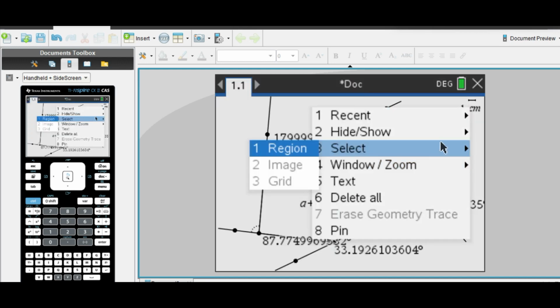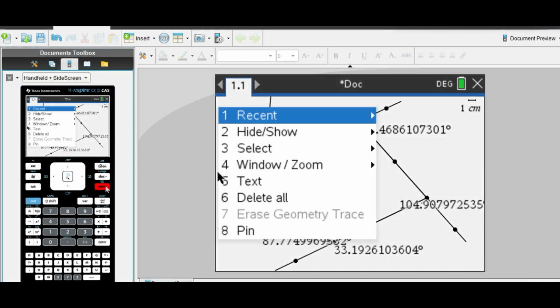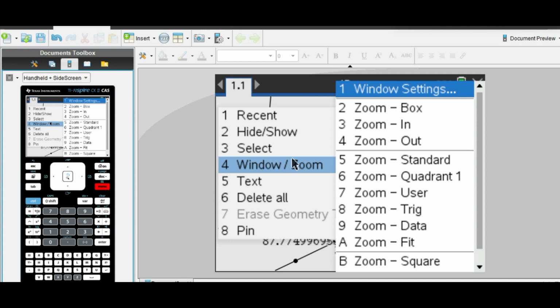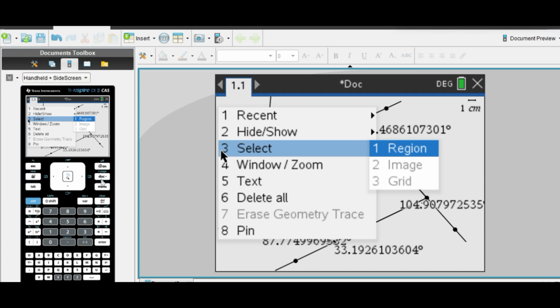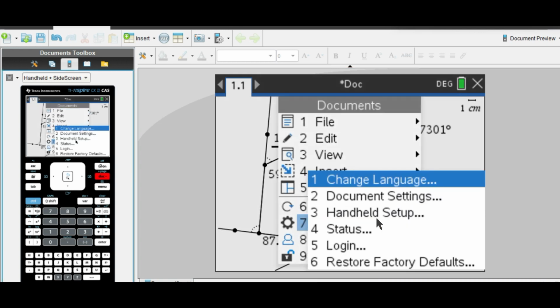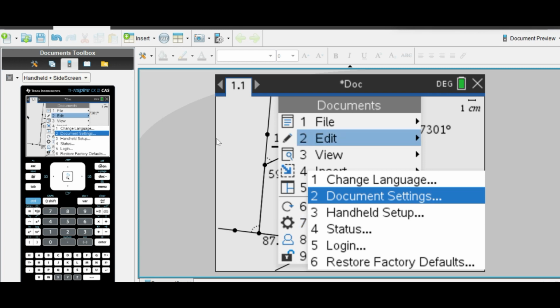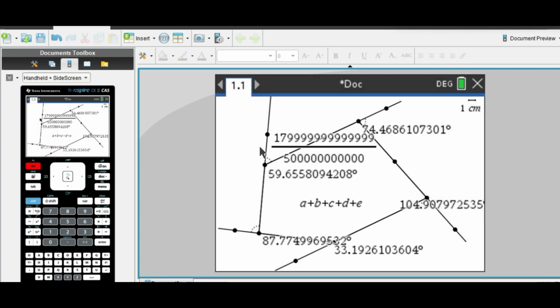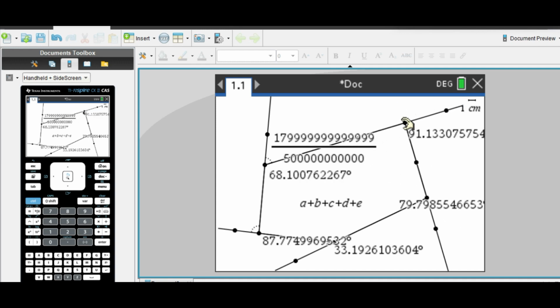Let me see if I can. I think I can change my settings here on the screen this way. Let me try this. No. I don't remember. The answer is 360 degrees. Why it's rounding the way it is, I don't know, but it doesn't really matter. The answer is 360 degrees.